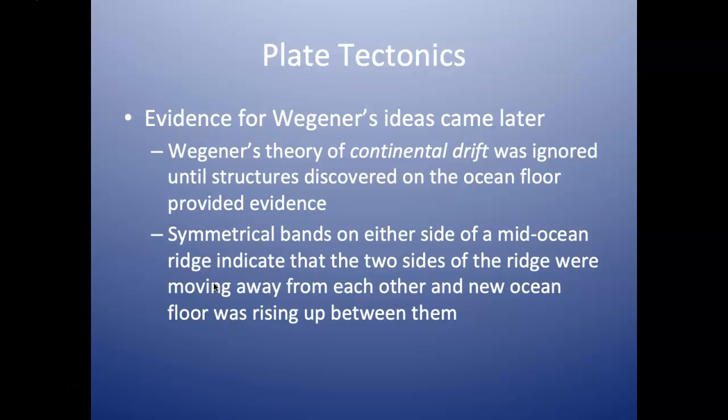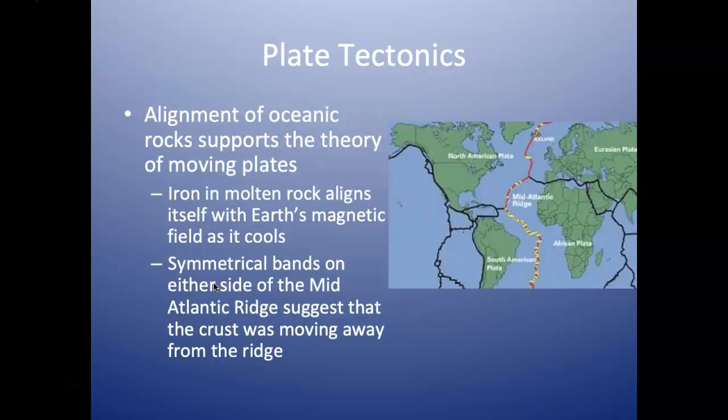So, thus supporting the idea that these plates were actually moving throughout time, the alignment of the oceanic rocks supports this theory of plate tectonics. You can see with that red line down the middle, that'd be the mid-oceanic ridge. And on either side of that mid-oceanic ridge would be those symmetrical bands, suggesting that the rock or the crust was being formed and then pushing away from those, thus moving our continental plates, or those big plates that are outlined in black on the picture.